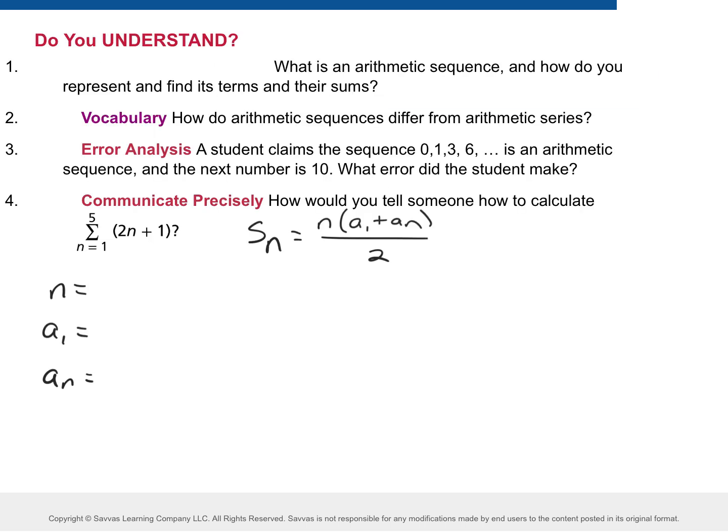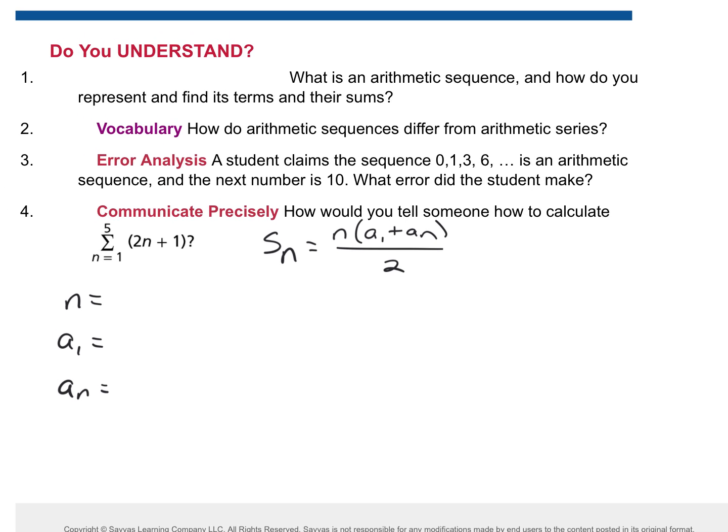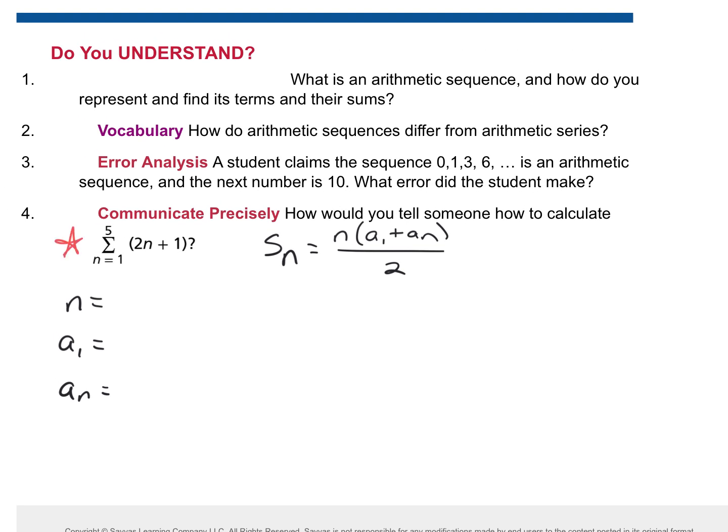Okay. If I'm looking for n, where do I get n from looking at this notation here? I get it from the top. So our n is 5. Okay, n is always going to come from the top of the sum. Okay. A1, can I just assume is 1? No, why not? Because you have to plug it in. Right. N is 1, so I need to plug in 1 for n. So I have 2 times 1 plus 1. 2 times 1? 2 plus 1? 3. So our A1 is 3.